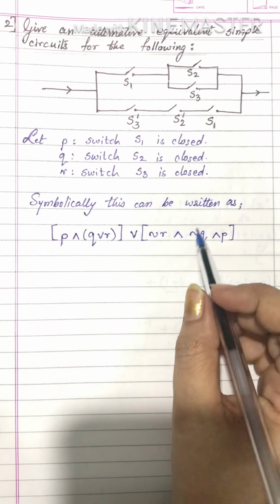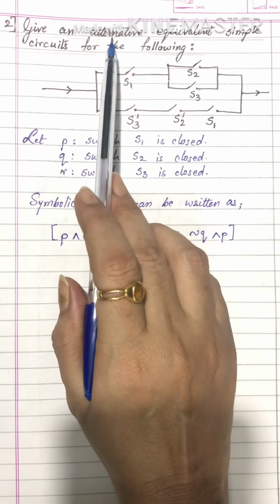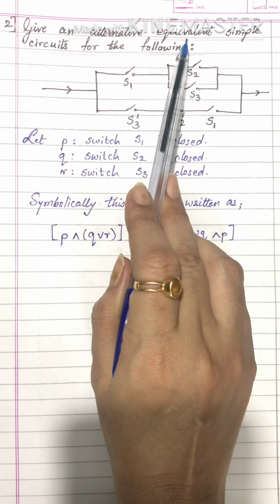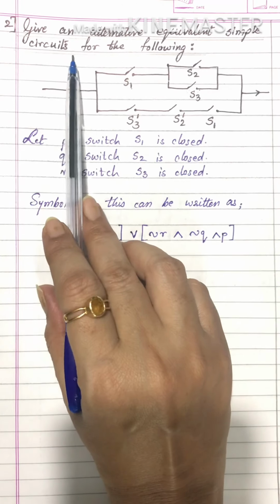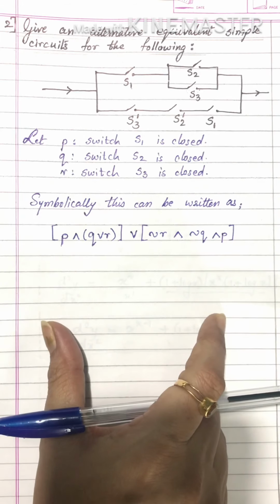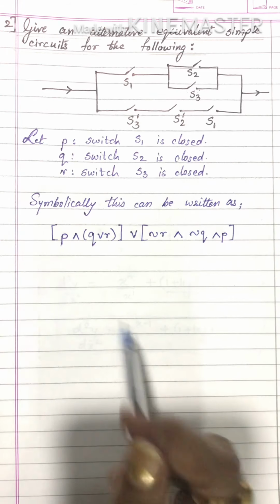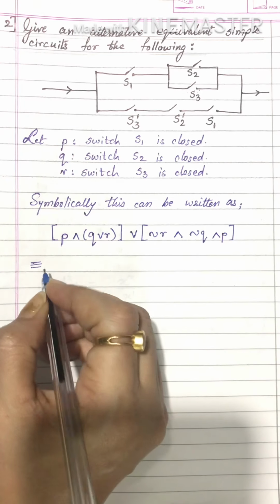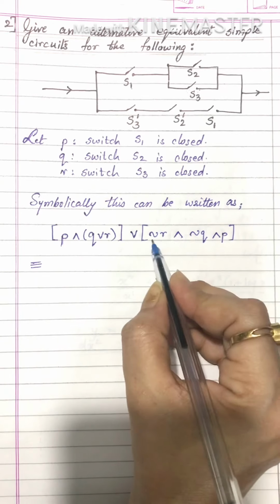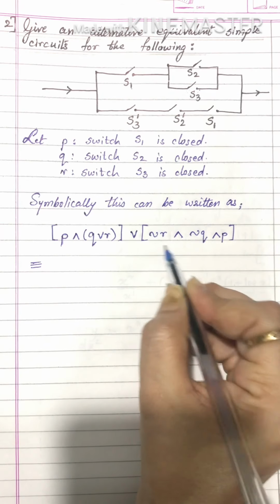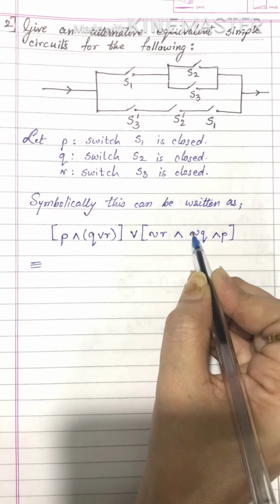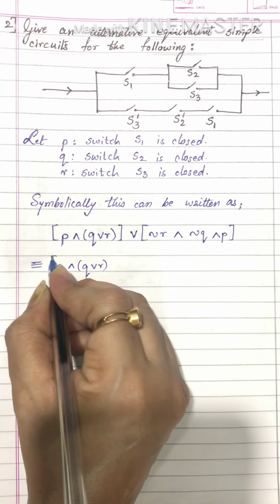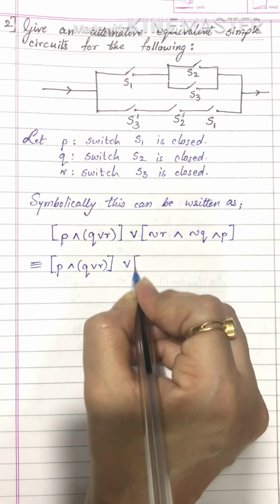Fine. Now moving on towards the next part of the question, which is asking us to find an alternative equivalent simple circuit. Okay, so for that we will have to solve this by using algebra of statements or the different laws which we have already done in part 4. Okay, so what can be done here? See, I am going to work out with this part, negation R and negation Q.